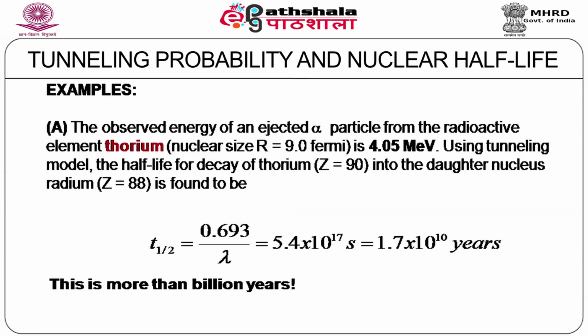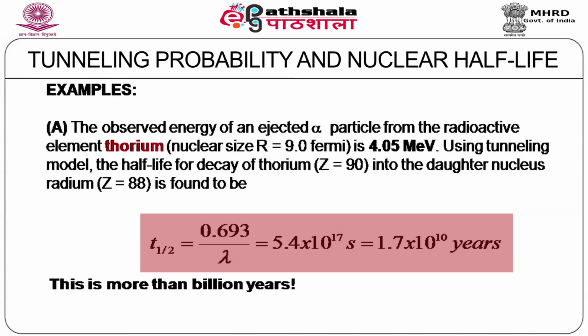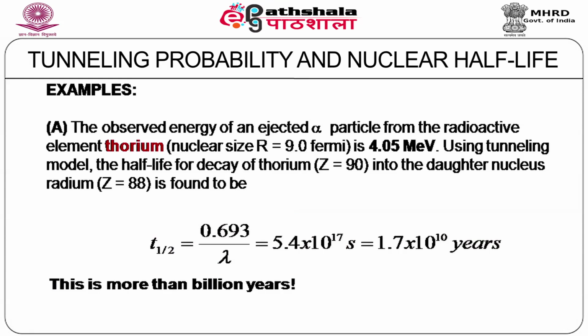So the observed energy, I'm considering the first one, the observed energy of an ejected alpha particle from the radioactive element thorium, the nuclear size is about 9 Fermi, is 4.05 MeV. Now, using the tunneling model, the half-life for decay of thorium into the daughter nucleus is found to be 0.693 divided by lambda, and lambda is calculated from the Geiger-Nuttall formula, by using the energy equal to 4.05 MeV. If you calculate the half-life, it turns out to be 1.7 times 10 to the power 10 years, which is more than billion years. So this is what happens in the case of thorium.